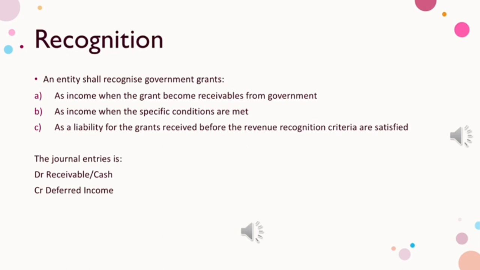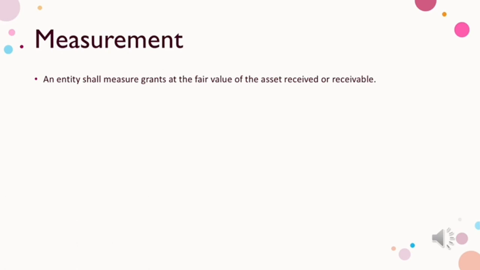Next is the journal entries for the government grant. So debit receivable or debit cash, then credit deferred income. For the measurement, an entity shall measure grants at the fair value of the asset received or receivable.